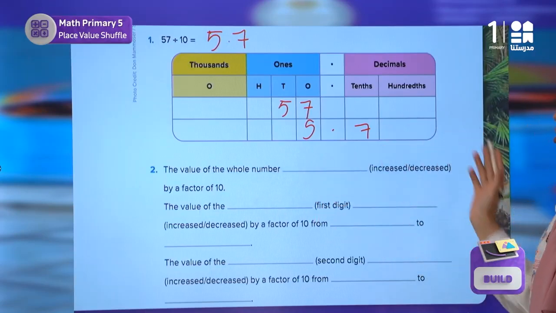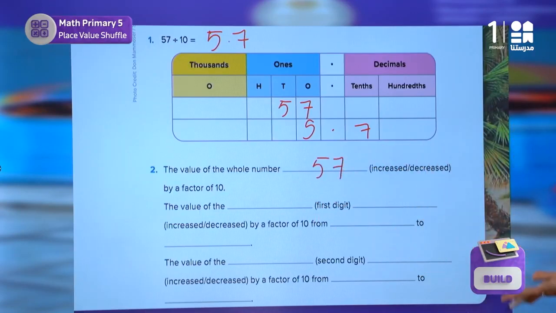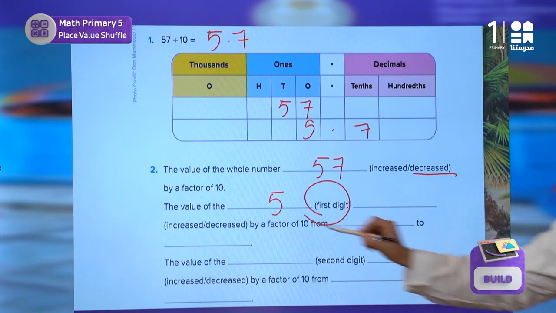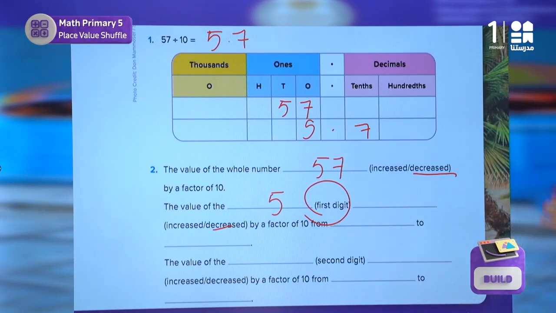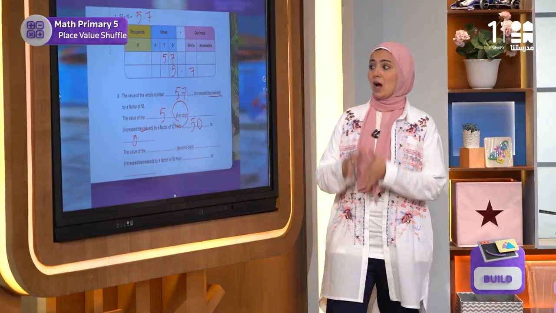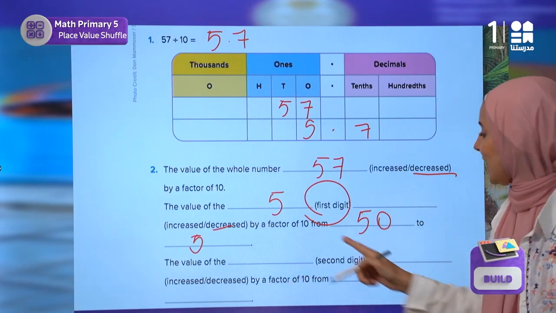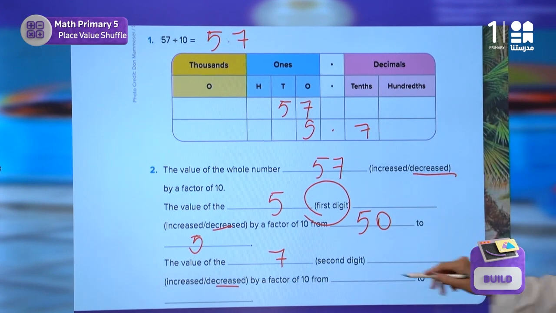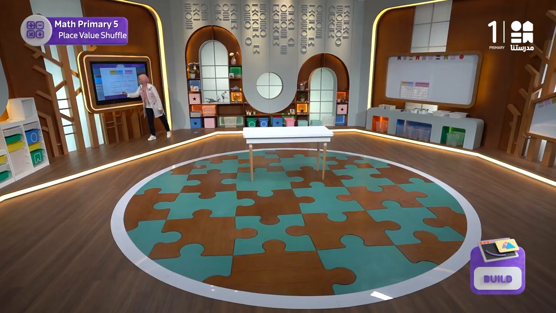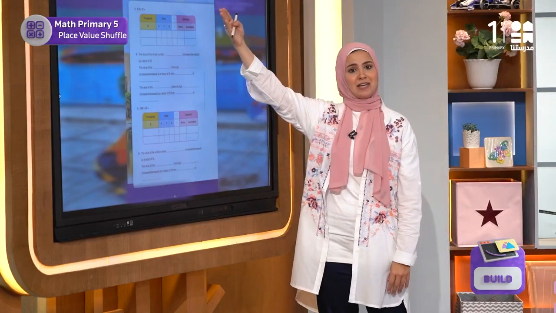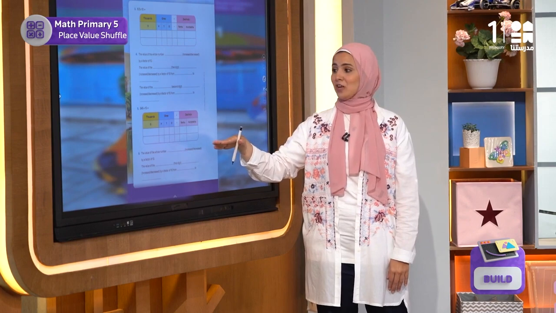Now let's go to question 2. The value of the whole number, 57, what happened? It decreased by a factor of 10. The value of 5, the first digit, decreased by a factor of 10 from, right, 50 to 5. Now what happened to 7? The value of the second digit 7 decreased by a factor of 10 from 7 to 0.7. Now let's check our understanding. Answer problem 3 and fill the statements that represent the answer in question 4.